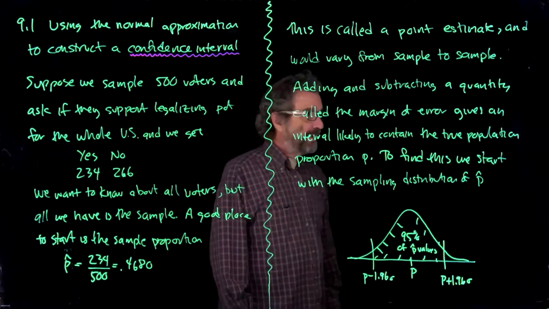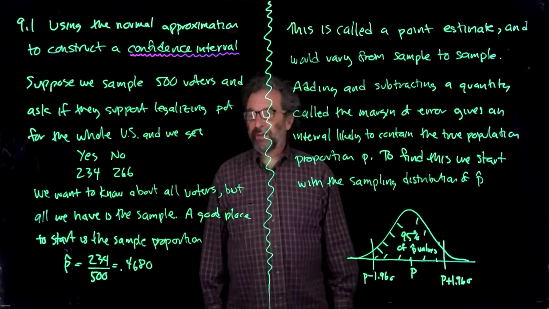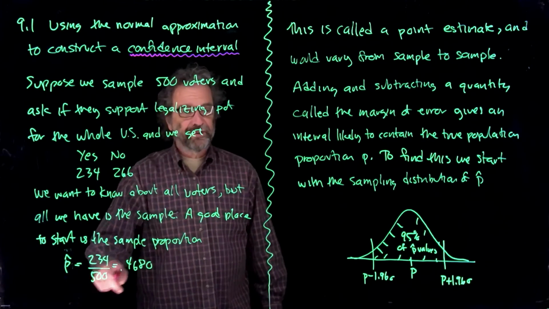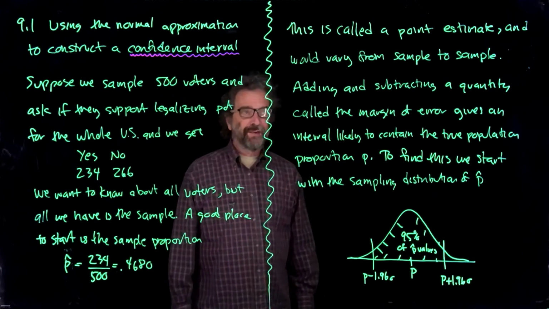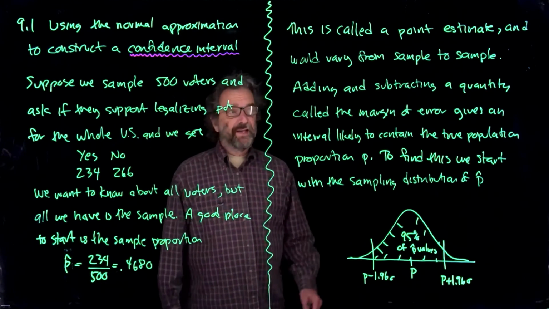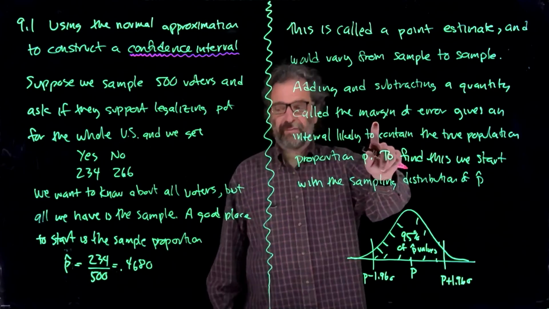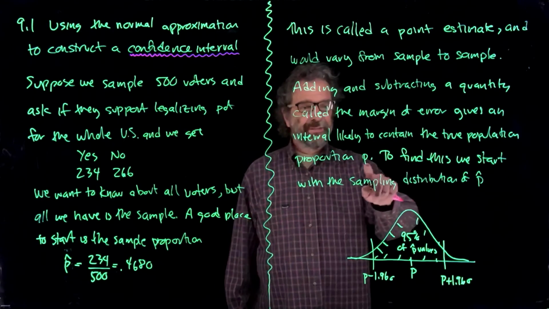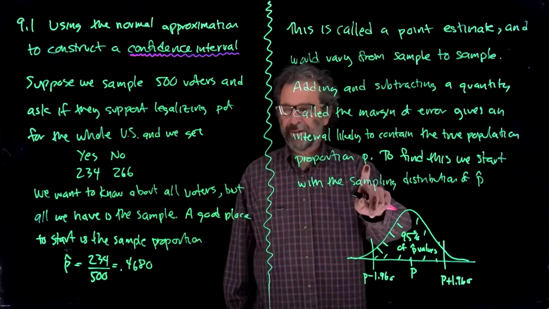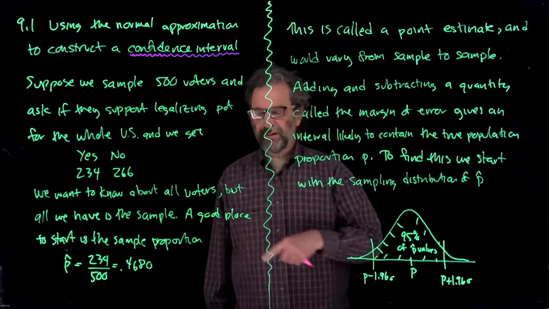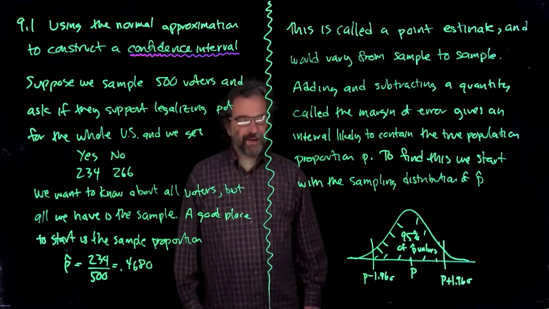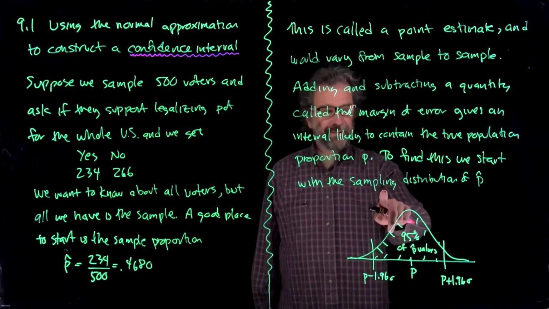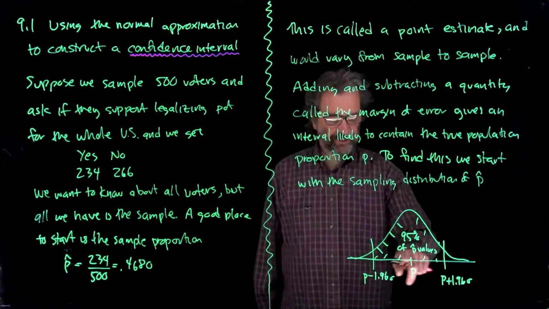We know a little bit about how that varies, because we know a little bit about now how the sample proportion works, because we know its sampling distribution. We'll worry about that in a second. Adding and subtracting a quantity called the margin of error to this number gives an interval likely to contain the true population proportion P. P represents the true proportion, P hat represents the proportion computed from the sample. To find this margin of error, we start with the sampling distribution of P hat. So here's what it looks like.